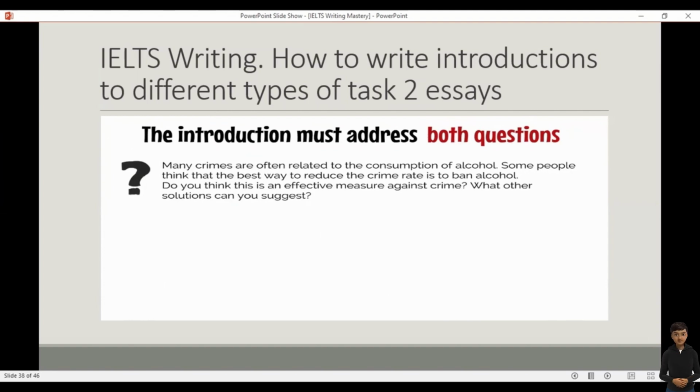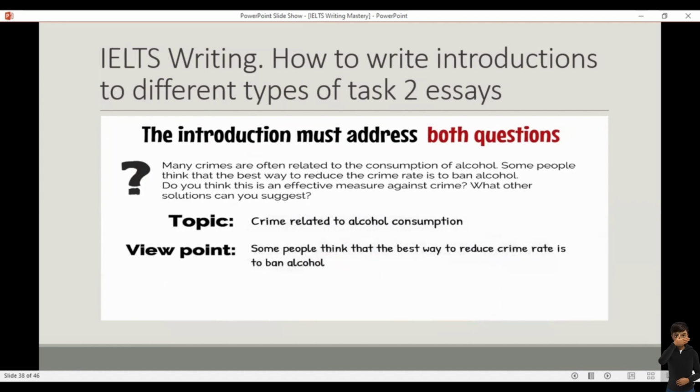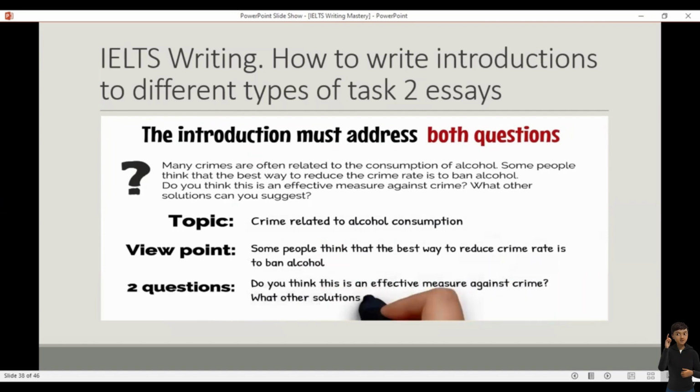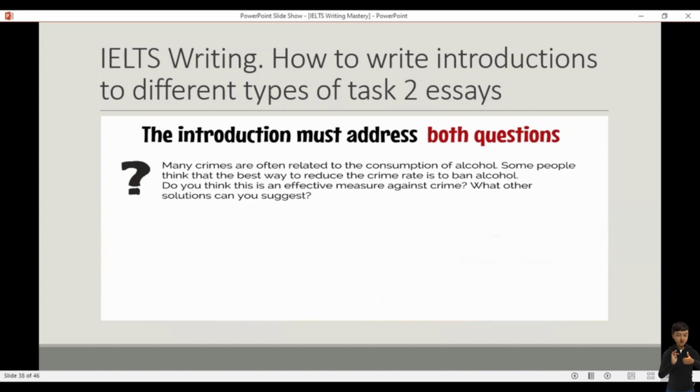So as you can see in the above essay question, the topic is crime related to alcohol consumption. The viewpoint is, some people think that the best way to reduce crime rate is to ban alcohol. And as you can see, there are two questions. Do you think this is an effective measure against crime? And what other solutions can you suggest? So the introduction for the essay question could be structured the following way.